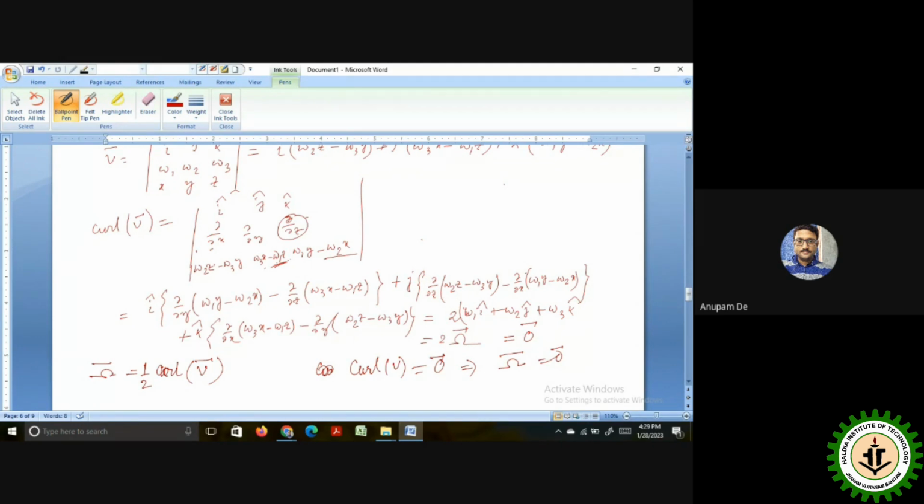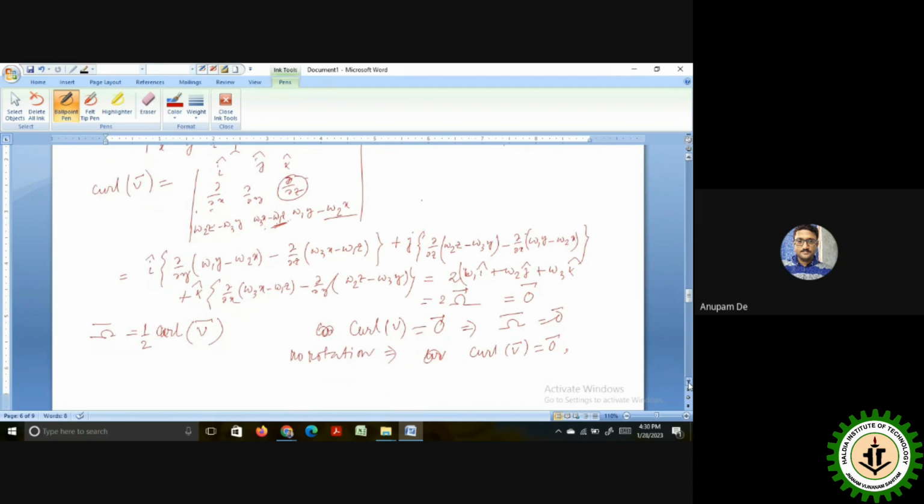If there is angular motion, then only you will get angular velocity. Since there is no angular velocity, therefore there is no rotation, and that's why for a vector, if curl of the vector v is equal to the 0 vector, then we conclude the vector v is irrotational. Is that clear? Yes, sir.